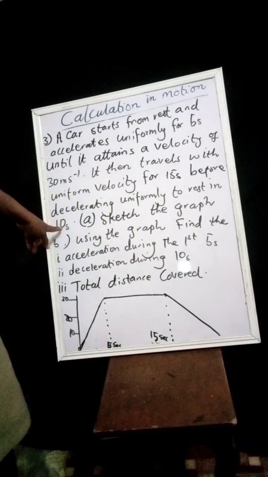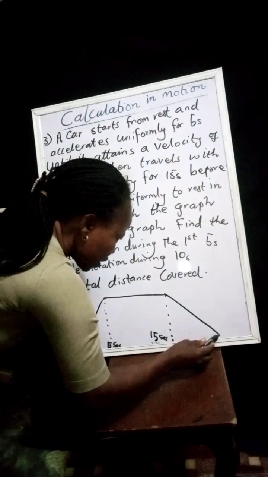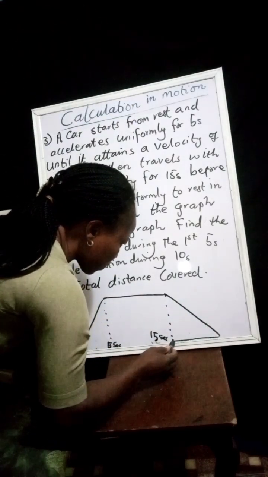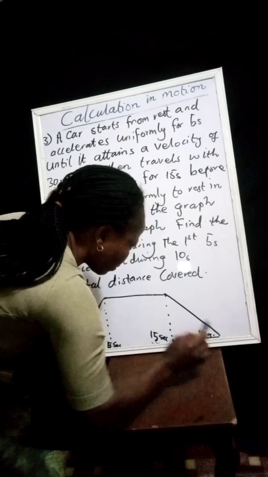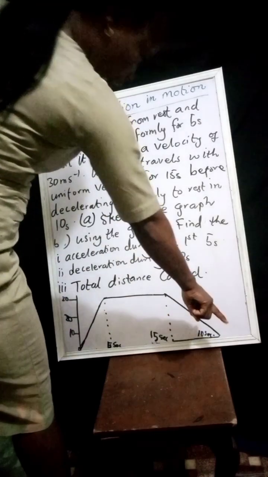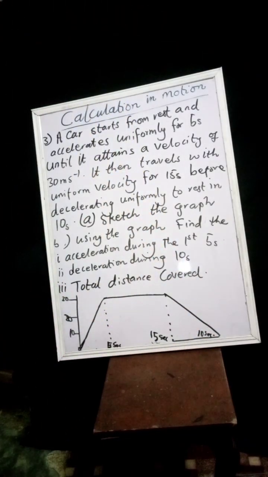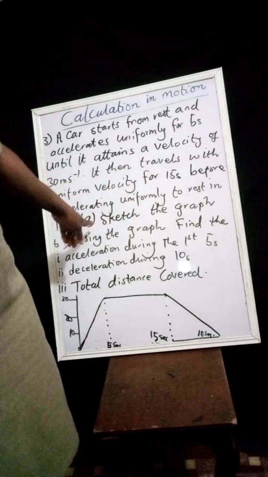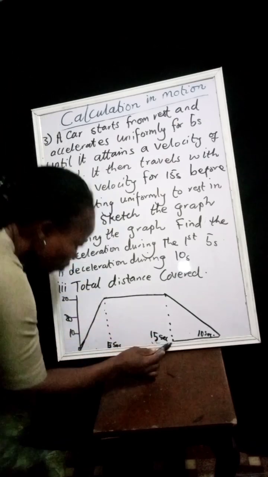Deceleration took place after 10 seconds. So if here is 15 seconds, here is 10 seconds. Decelerating is coming down, retarding. Are you getting it? So we have finished sketching the velocity-time graph. We have sketched the graph of the motion.